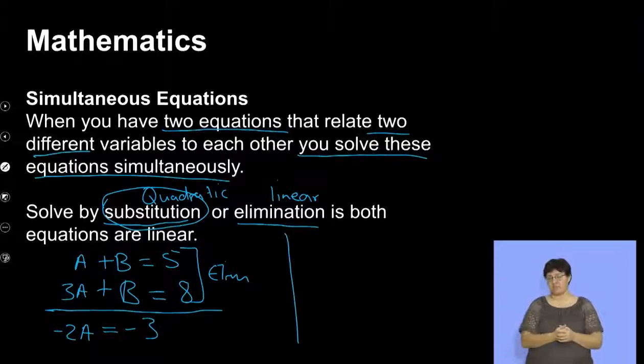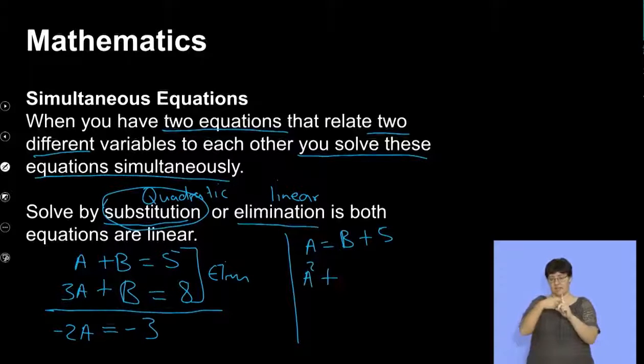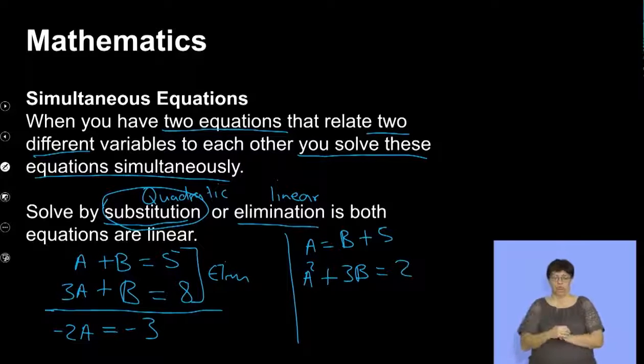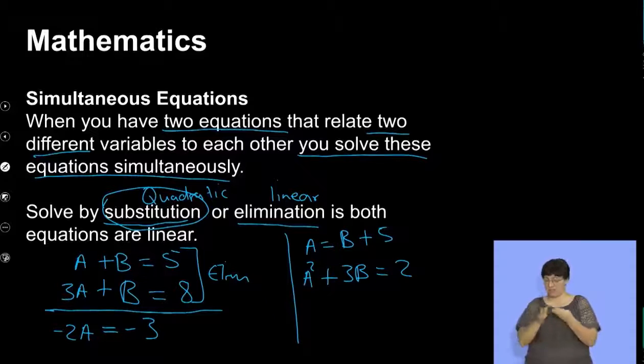Or if now I have A is equal to B plus 5, and I have A squared plus 3B is equal to 2. You can already see here that I cannot use the elimination method because the elimination method depends on me cancelling one of the variables, either using subtraction or addition. So I will then use the substitution method here.